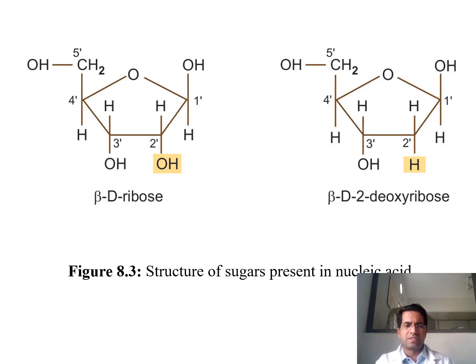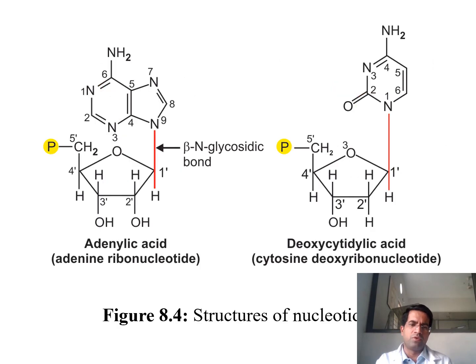So this is the structure of ribose, and this is the structure of deoxyribose. The only difference between these structures is, if you see at the second position, there is an OH group present in ribose, and here the O is removed, only H is present. And the carbon atoms present in the pentose sugar are named 1 prime, 2 prime, 3 prime, 4 prime, and 5 prime. So the sugar present in RNA is ribose, and the sugar present in DNA is deoxyribose.